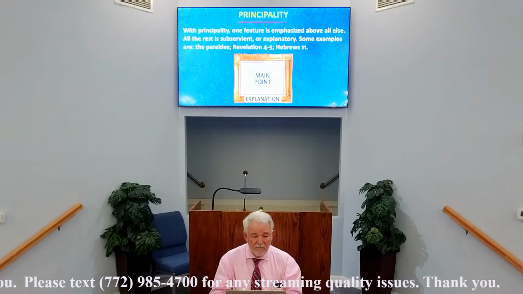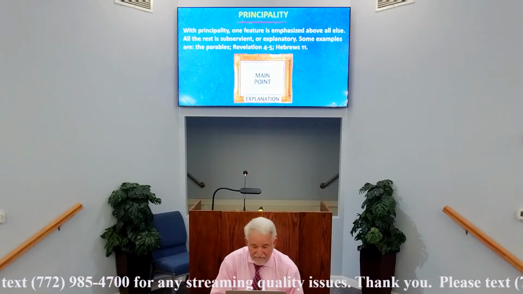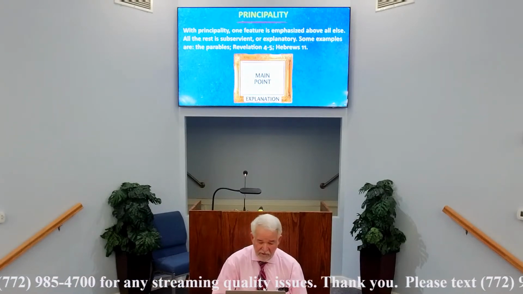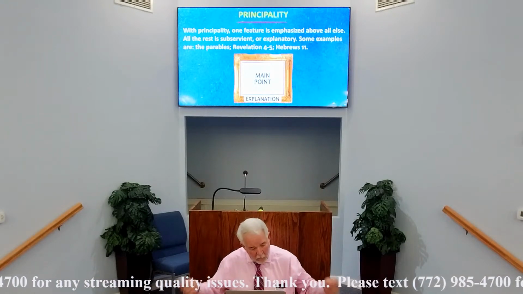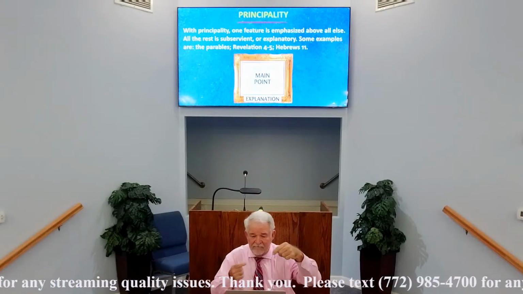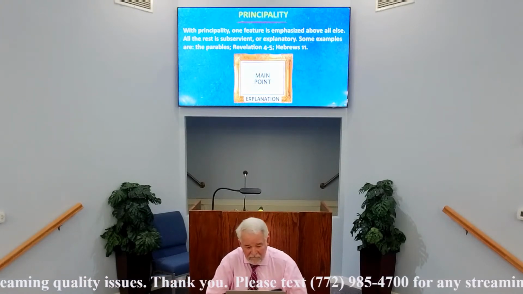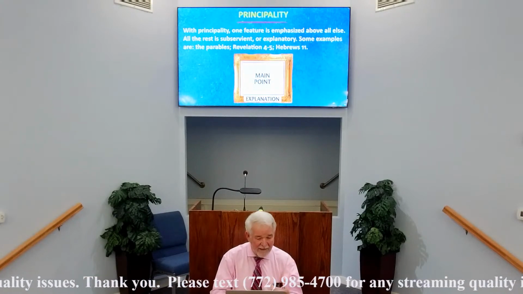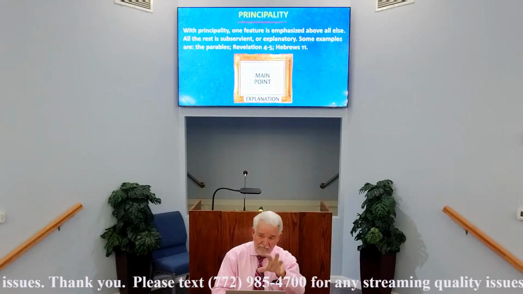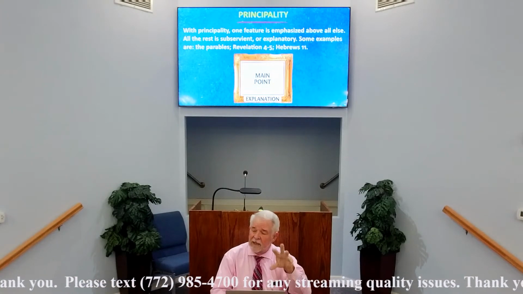So one of them is principality. When you're looking at certain chapters, or books even, you see there's a main point to the book or to the chapter, and you don't miss it. Everything is going to that main point. We used Revelation 4 and 5 about the throne of God in those two chapters. The parables each have a main point. Don't miss the point. Everything comes from that, and so forth.